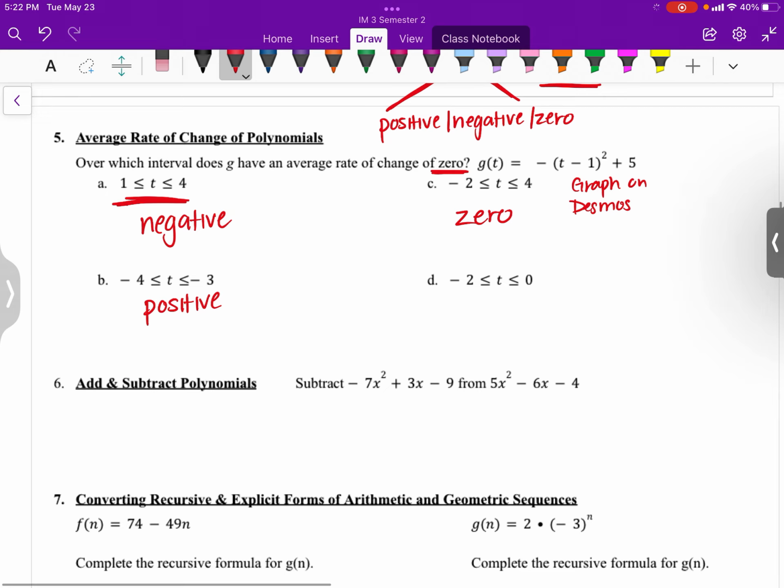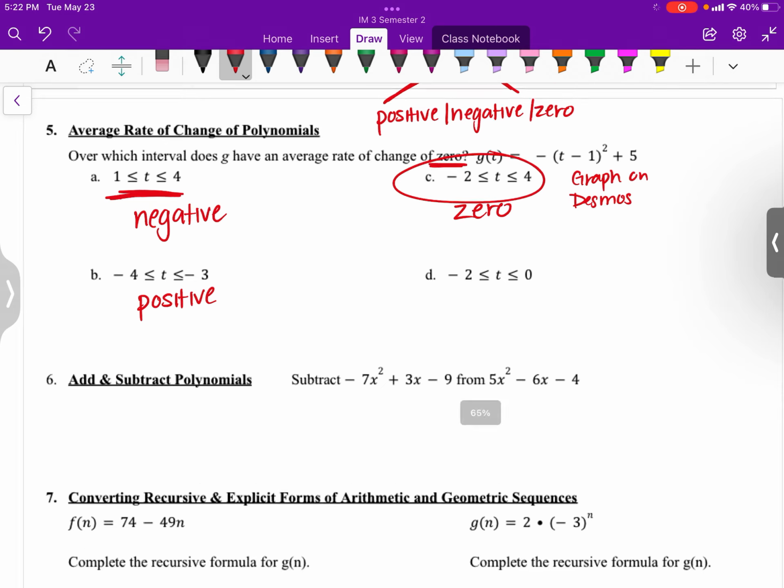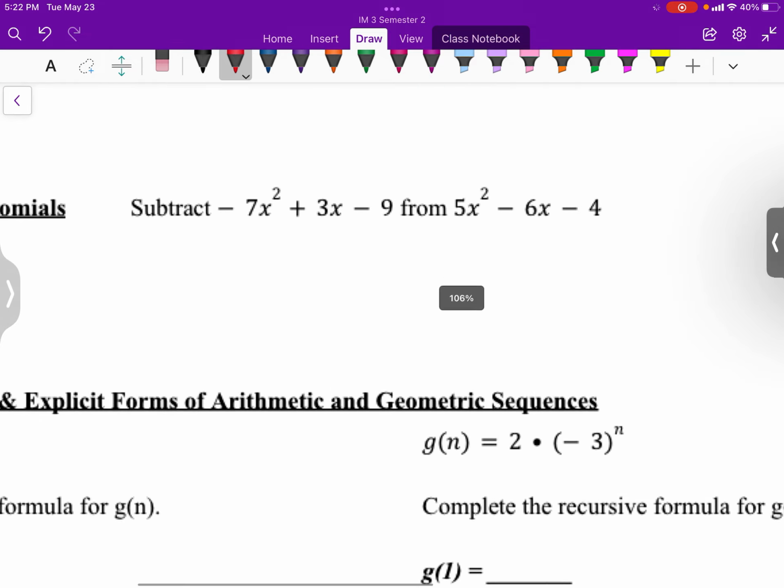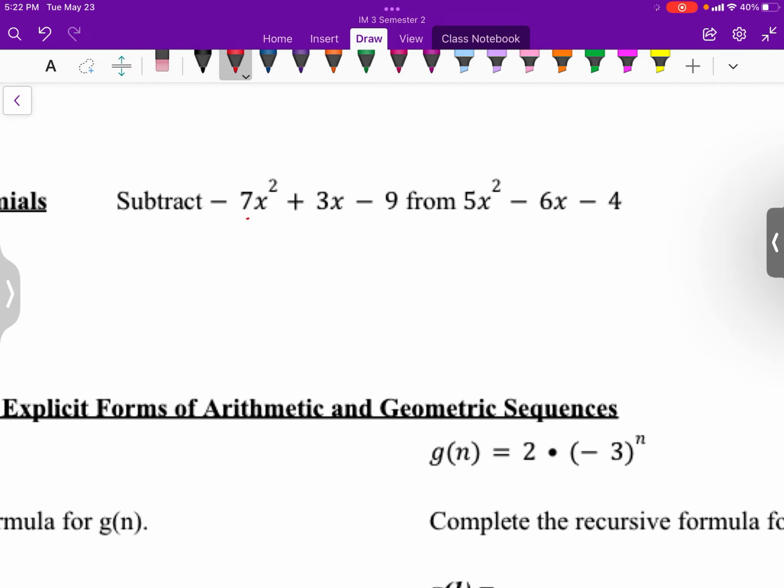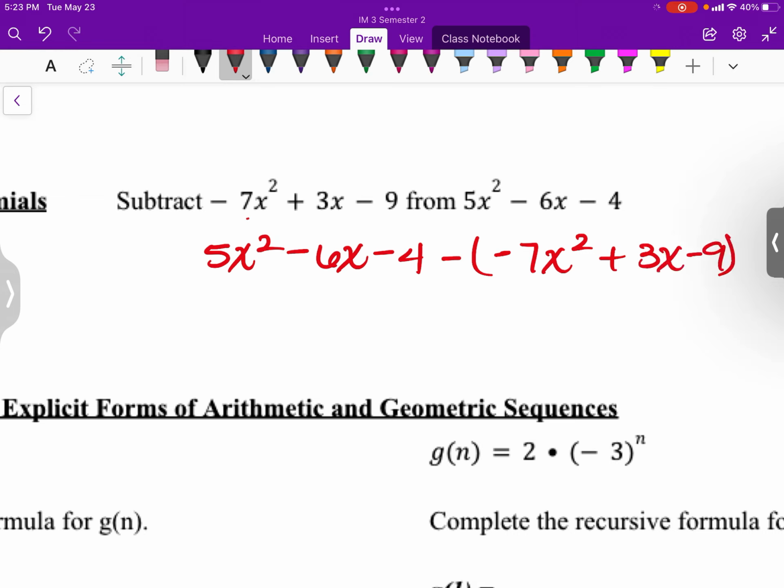All right. Now, moving on to the next one, guys, this talks about adding and subtracting polynomials. It says, subtract negative 7x squared plus 3x minus 9 from 5x squared minus 6x minus 4. So "subtracted from" is a turnaround phrase, which means that we're not subtracting this one with that one. It's from. So it's flipping. That becomes 5x squared minus 6x minus 4 minus, open parentheses, negative 7x squared plus 3x minus 9.